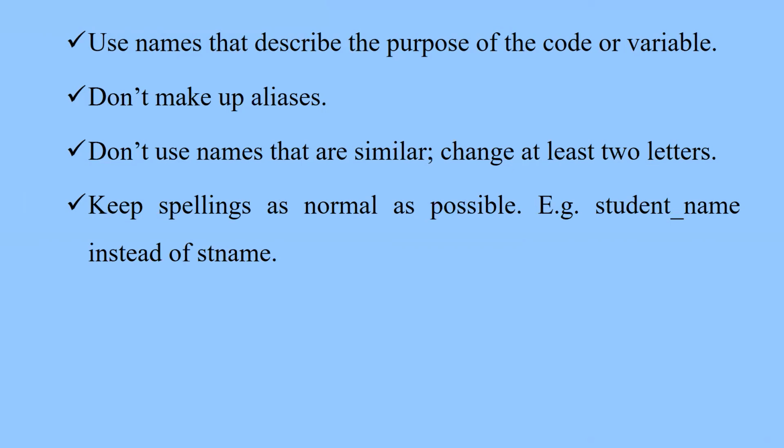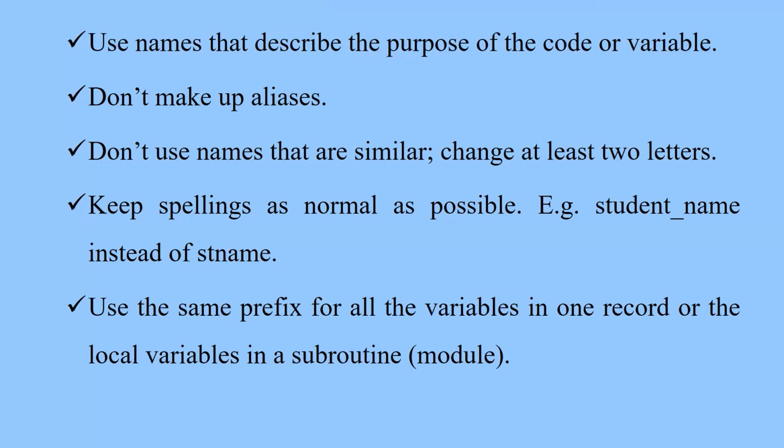Keep spellings as normal as possible. E.g., student_name instead of st name. Because when somebody reads student_name, and another one reads st name, the one who has read student_name will have a very clear understanding of what that is. But if you write st name, that may not be very clear. It may not even be understandable. St can be anything. Use the same prefix for all variables in one record or the local variables in a subroutine or a module. I will explain more about subroutines in my subsequent presentations.